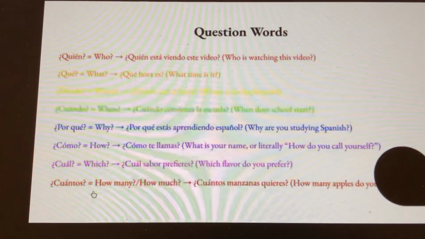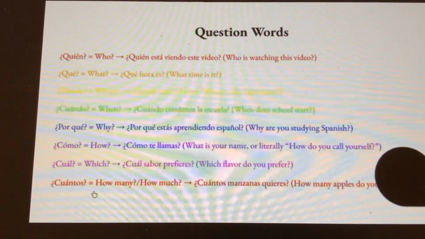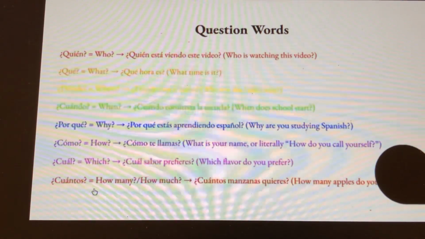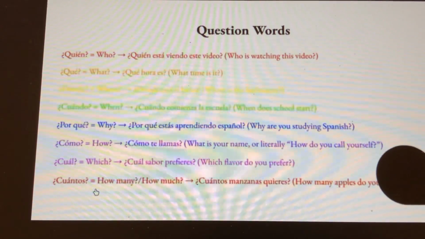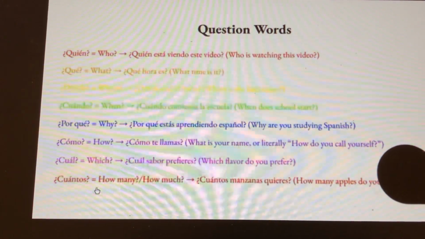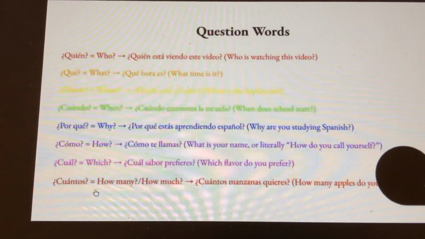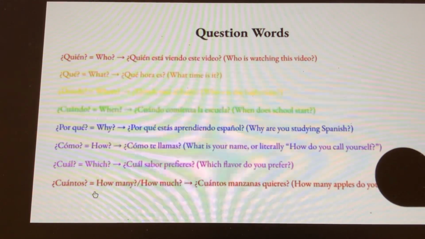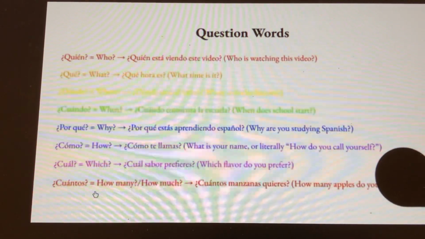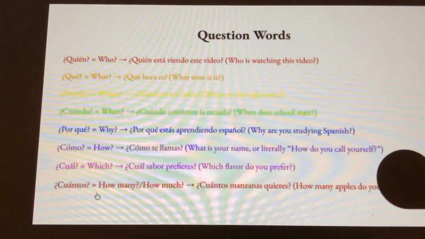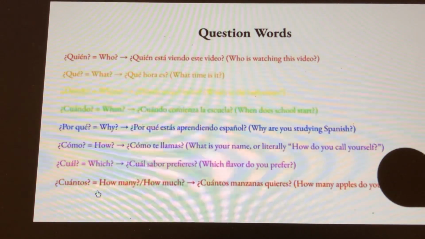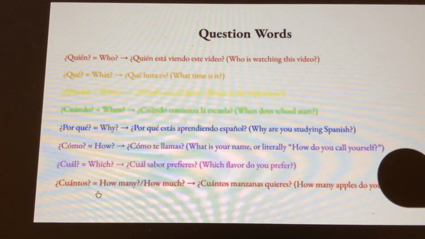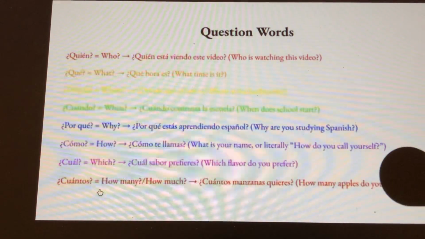And now let's get into some question words that you'll need for future lessons. Quién is who. Qué, which is arguably the most common word in Spanish, means what. Dónde means where. Cuándo is when. Por qué is why. But don't let that trip you up, because later you'll see porque written as one word, and that means because. It's pretty confusing, but it's still learnable.